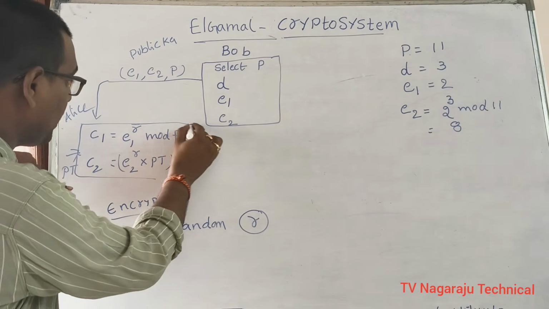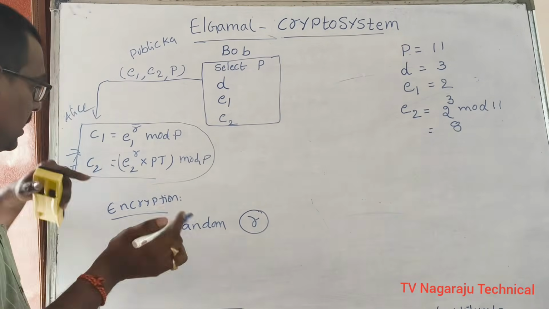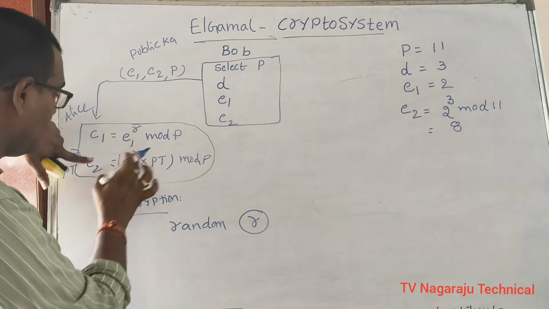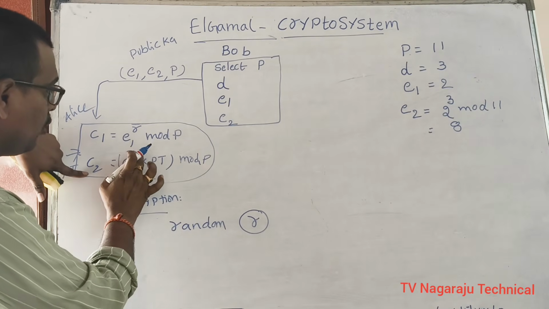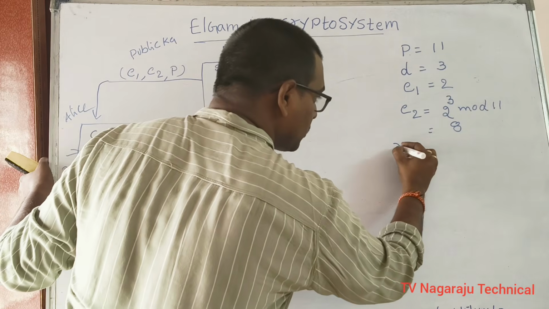On this plain text, we perform encryption and generate two cipher texts. The first one is C1 is equal to E1 power R mod P. C2 is equal to E2 power R into plain text mod P. Parallelly, I am doing the calculation.